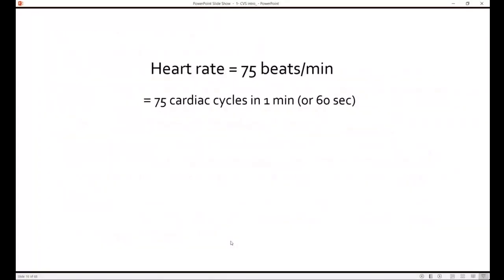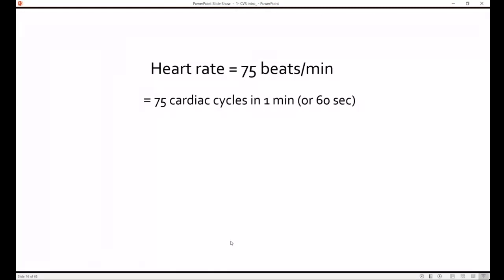Now imagine if someone has a heart rate of 75 beats per minute. Just take this number. How many times do you think the heart is beating in 1 minute? If the heart rate is 75, how many times is the heart beating in 1 minute?